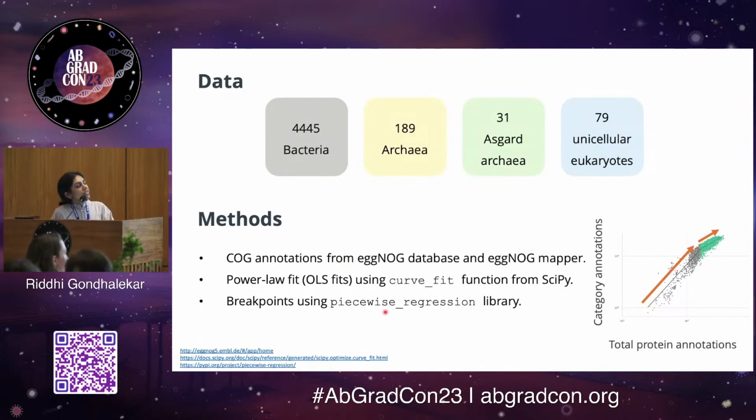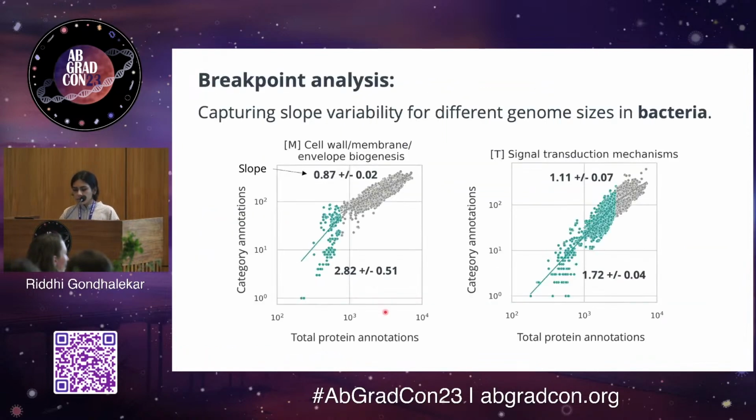So after power law fitting, we saw different trends in our data for the smaller and the larger genomes. So we carried out piecewise regression to give justice to the different patterns in scaling observed in the plots. So for example, we wanted to capture the slope variability for the smaller and the larger genome sizes. So for example, in category M, which is cell wall and cell membrane proteins, the x-axis has the total protein annotations and the y-axis has the category annotations for that specific category.